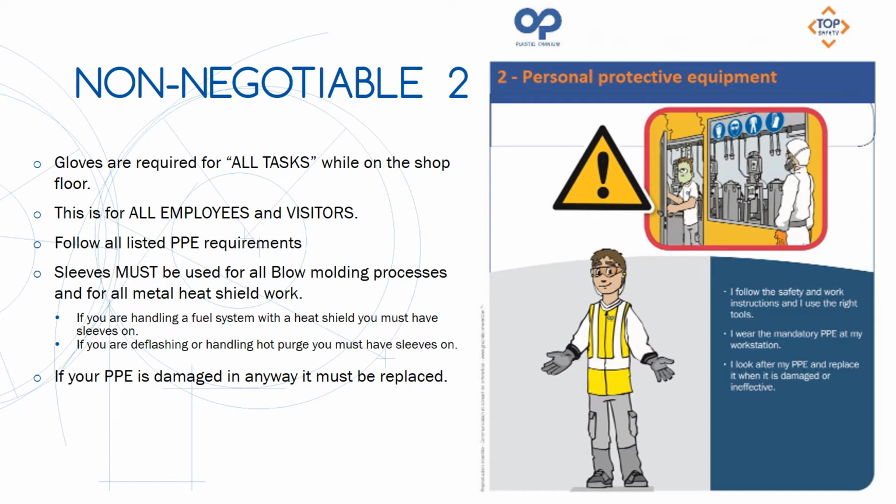If you are handling a fuel system with a heat shield, you must have sleeves on. If you are deflashing or handling hot purge, you must have sleeves on. If your PPE is damaged in any way, it must be replaced.